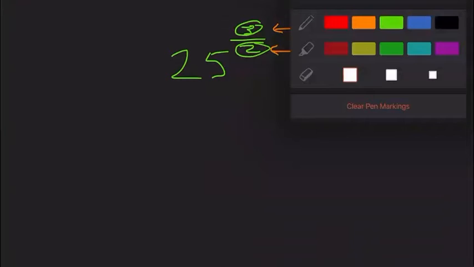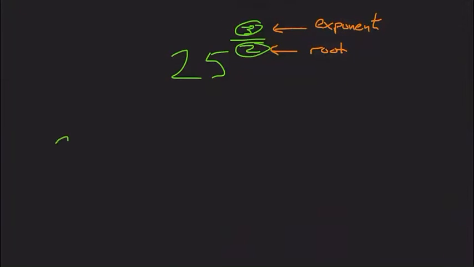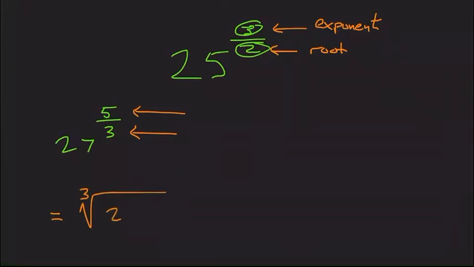Let's say we have 27 to the 5/3 power. This may end up being a big number, we'll see. Actually, yeah, it kind of is. But let's go ahead and do the same thing. So we see, again, the bottom number is the root we're taking, the top number is the exponent. So we're taking the cube root, the 3rd root of 27, and then we're raising that to the 5th power. So just break it apart.